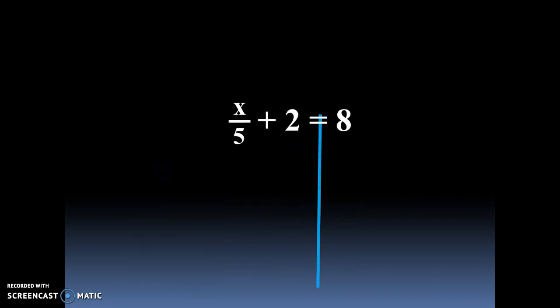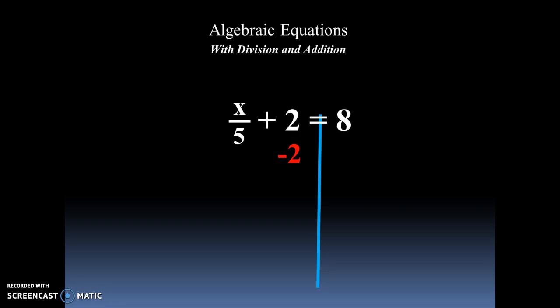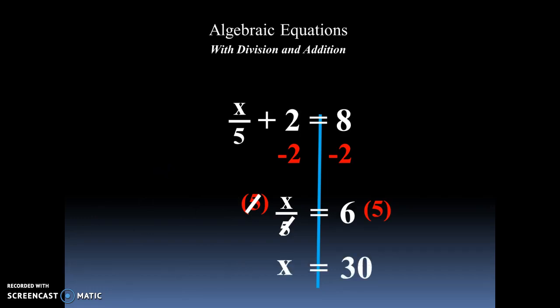All right, here we go. Had to bring back the old fraction to bug you. So to get rid of the positive 2, we're going to take minus 2 on both sides. And the variable by itself, or at least the variable term by itself, is equal to 6. How do you get rid of x divided by 5? Multiply by 5. That's the opposite operation. So on the left, you're going to get x. Right side, you're going to get 30.